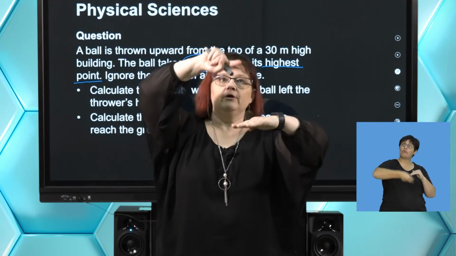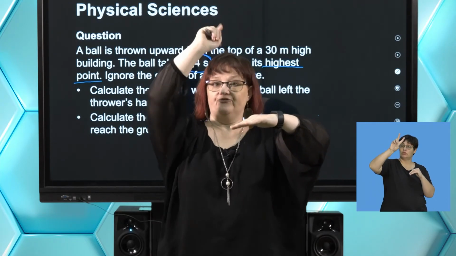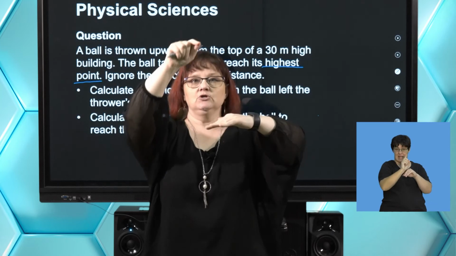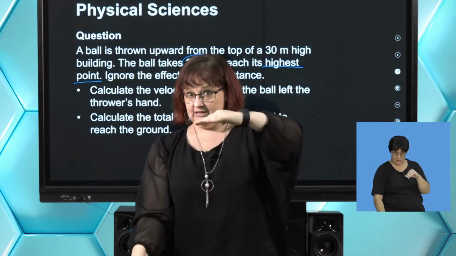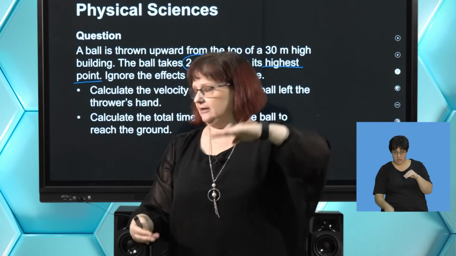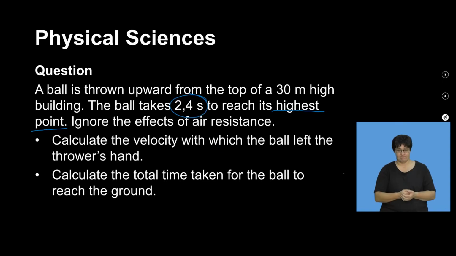So here's the building. It gets thrown up and it takes 2.4 seconds to get to here. Then it goes down, so I don't actually know the total time. Then they ask you to calculate the velocity with which the ball left the thrower's hand, in other words the initial velocity, and then calculate the total time. We're going to show you a trick to that.